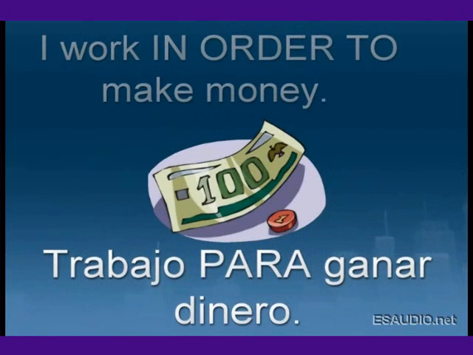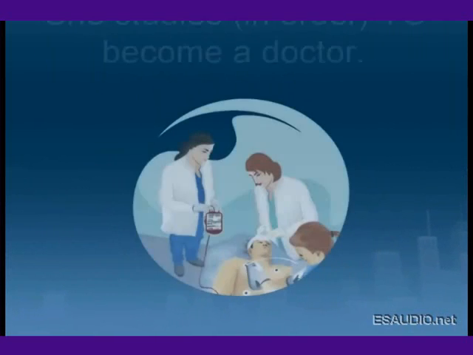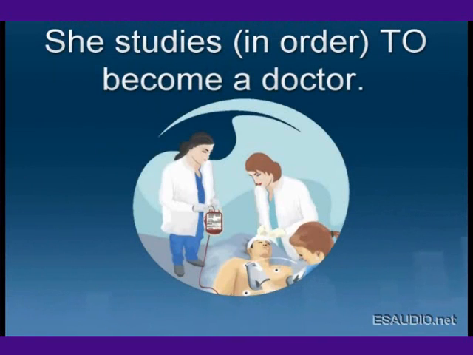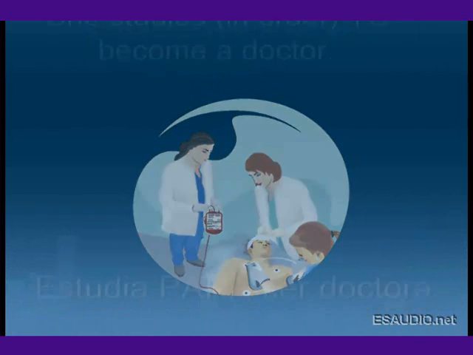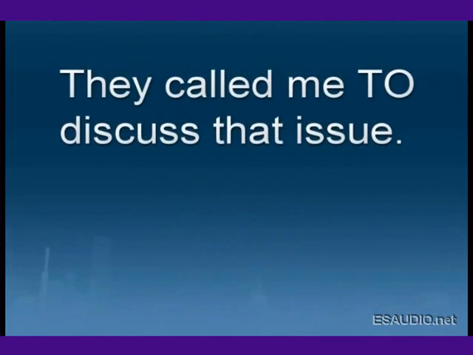Let's have a look at another example. She studies to become a doctor. As you can see, I can also say she studies in order to become a doctor. For that reason, we can say in Spanish, estudia para ser doctora. She studies in order to be a doctor or to become a doctor. Another example. They call me to discuss that issue. Again, I can also say, they call me in order to discuss that issue. For that reason, I say, me llamaron para discutir ese asunto.